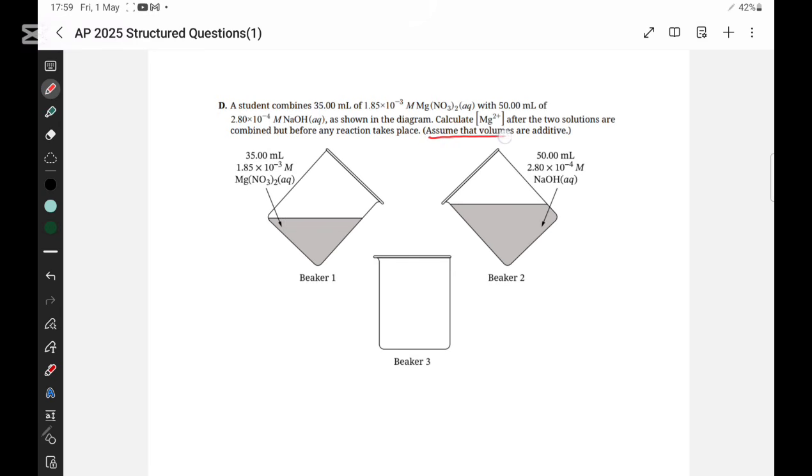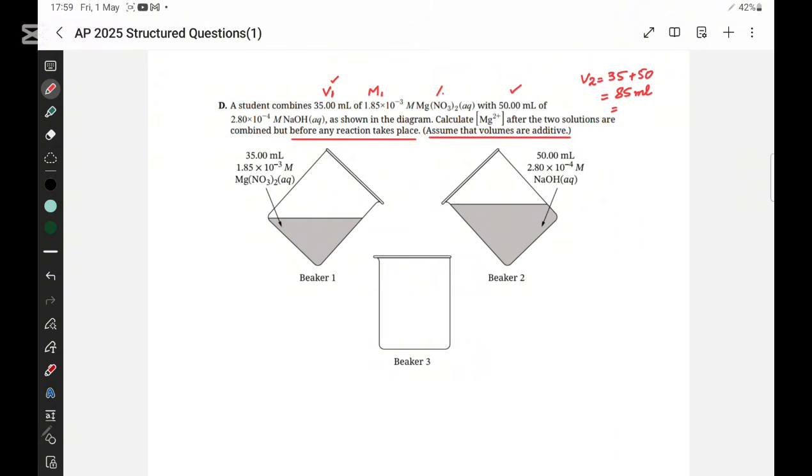This statement is very important for us. They are saying after the two solutions are combined but before any reaction takes place, so we have to find the concentration of magnesium ion. This is magnesium nitrate, and we are going to keep this one as M1 and volume V1. After combining both solutions, the volume V2 becomes 35 plus 50, that is 85 ml.